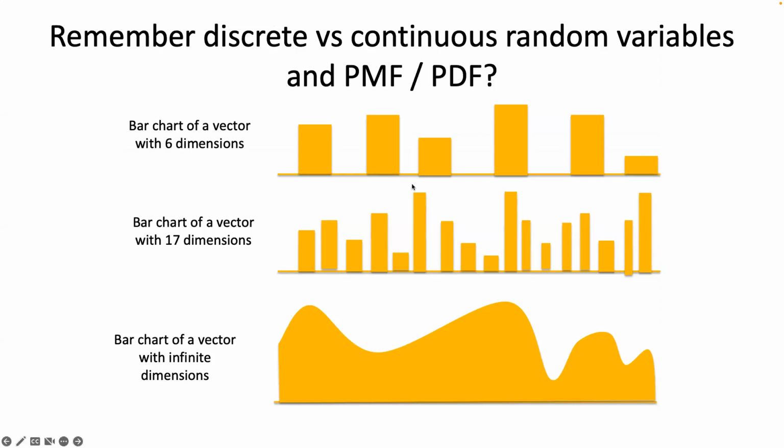So we all remember probability mass function and probability density function, right? The mass function is when the probabilities are discrete, and the PDF is when they are continuous. So here's another similar analogy. A bar chart for a vector of 6 dimensions can be plotted like this. So 1, 2, 3, 4, 5, 6 numbers in this vector. A bar chart of a vector with 17 dimensions, 17 numbers, can be plotted like this, 17 bars. A bar chart of a vector with infinite dimensions can be plotted continuously like this, right? So function is basically an infinite dimensional vector.